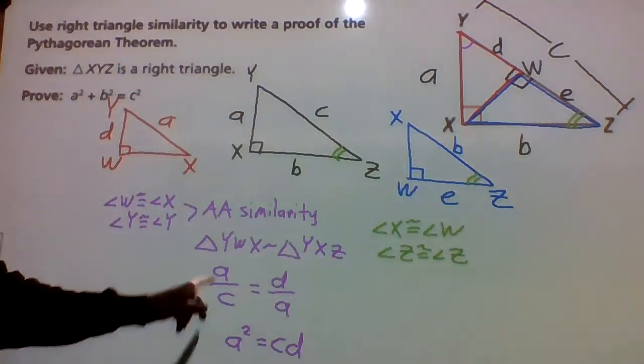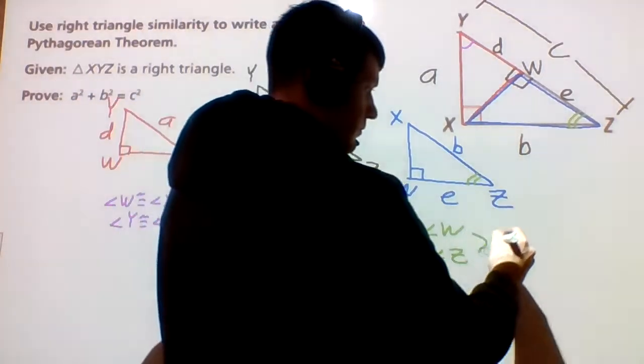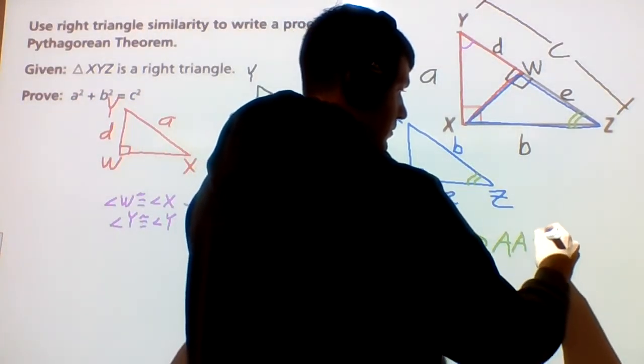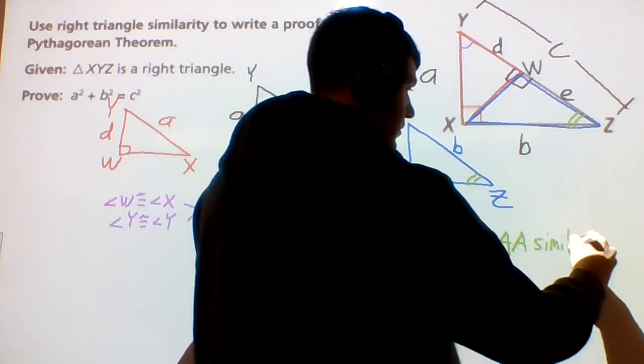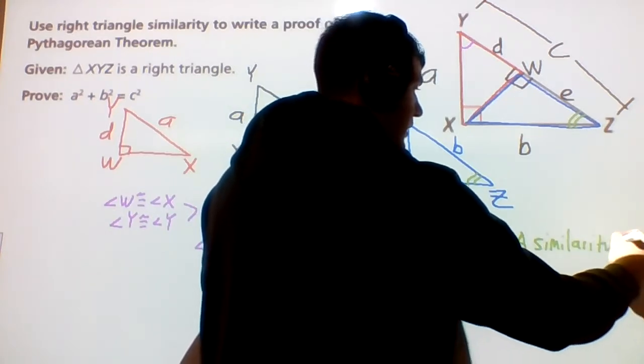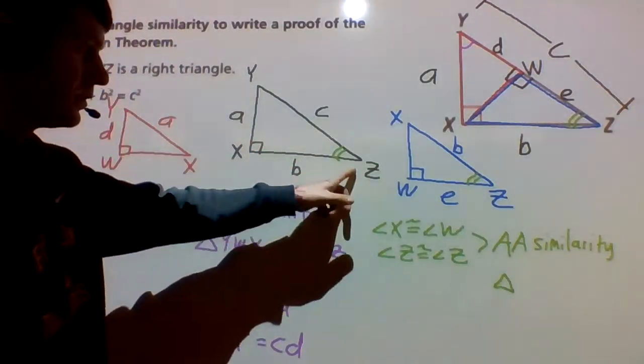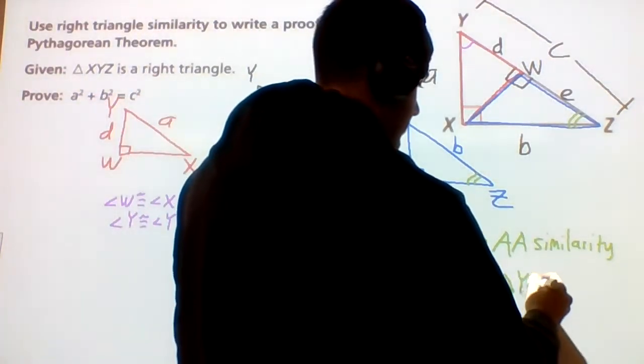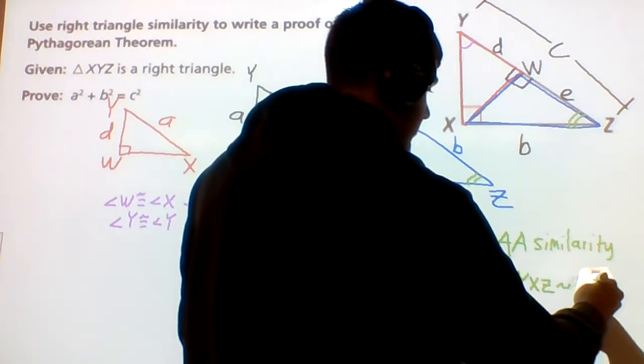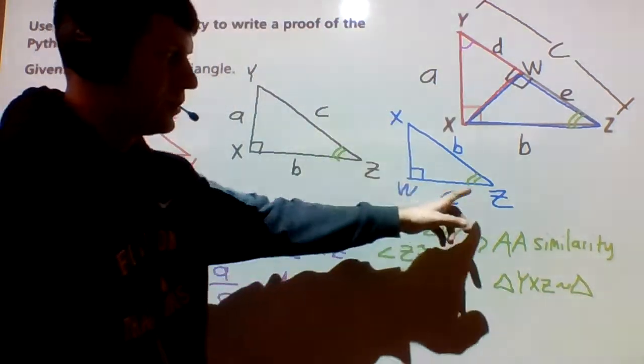And then we can use, again, angle-angle similarity to say that these two triangles are similar. Triangle yxz is similar to triangle xwz.